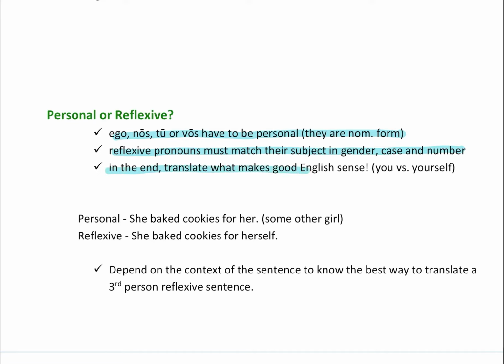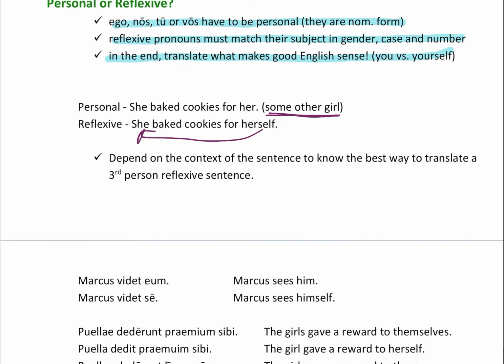And in the end, I want you to translate what makes good English sense. For instance, you or yourself, them or themselves, or me or myself. You'll figure it out. When you do it, it'll become pretty obvious. So personal says she baked cookies for her, meaning some other girl. And reflexive says she baked cookies for herself. Who? She, right here. So depend on the context of the sentence to know the best way to translate a third person reflexive sentence. It's pretty easy. Find the subject and you'll know how to do that.